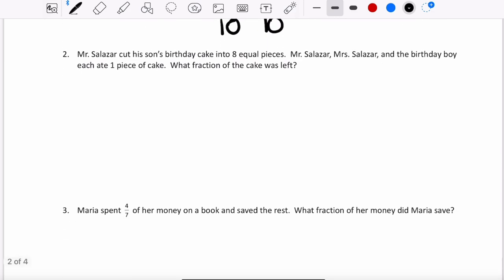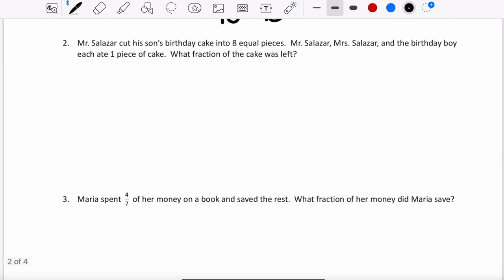Okay, let's look at number 2. Mr. Sarzar cut his son's birthday cake into 8 equal pieces. 8 equal pieces is important, so we underline it. Mr. Sarzar, Mrs. Sarzar, and the birthday boy each ate 1 piece of cake. 1 piece of cake is important. What fraction of the cake was left? So if it says left, we know we probably need to subtract.